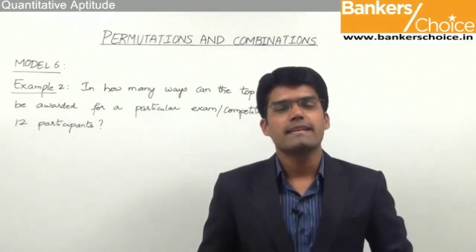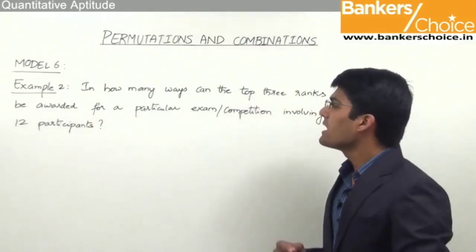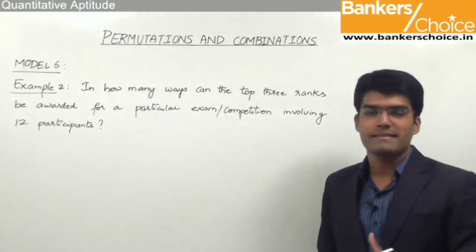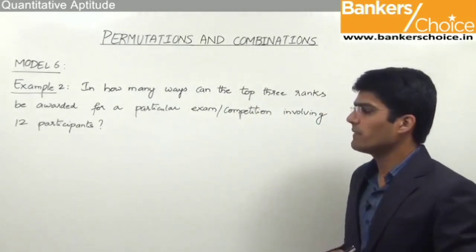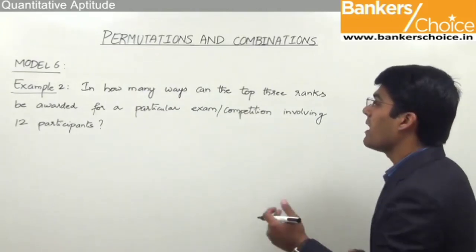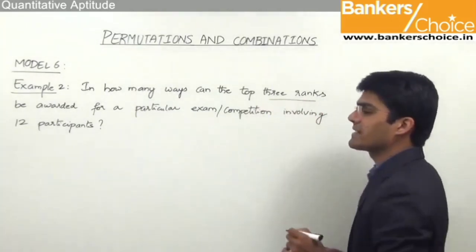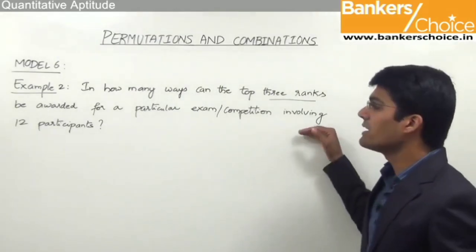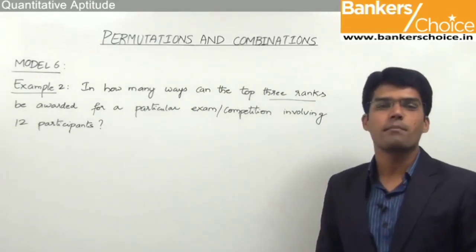Let us now take the second example from model 6. In how many ways can the top 3 ranks be awarded for a particular exam or competition involving 12 participants? Now again, a very simple question which says, in how many ways can we give the top 3 ranks or top 3 positions for a particular exam or competition which has got 12 participants or 12 competitors?